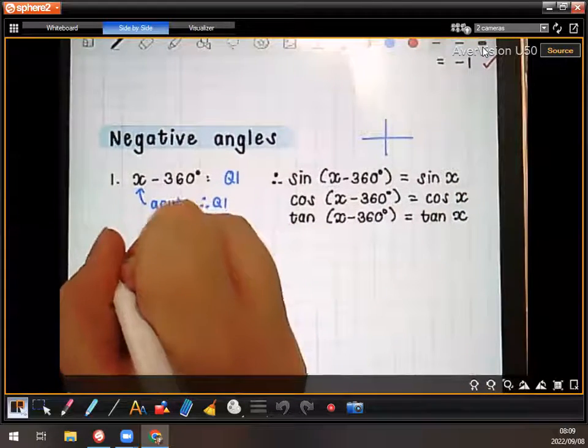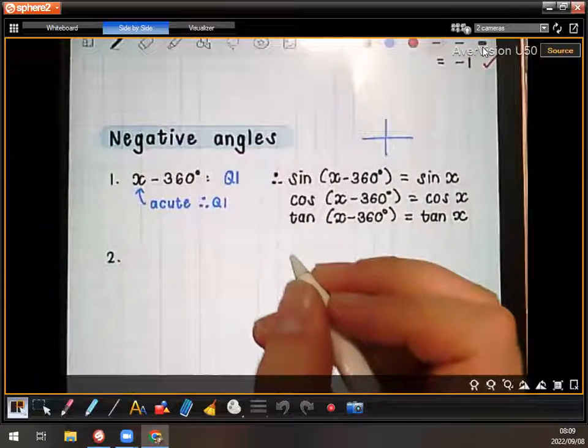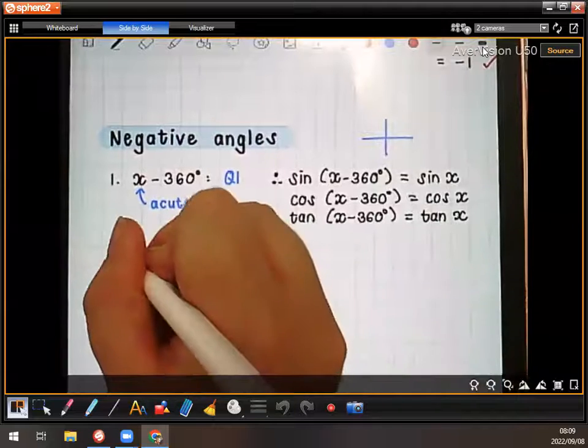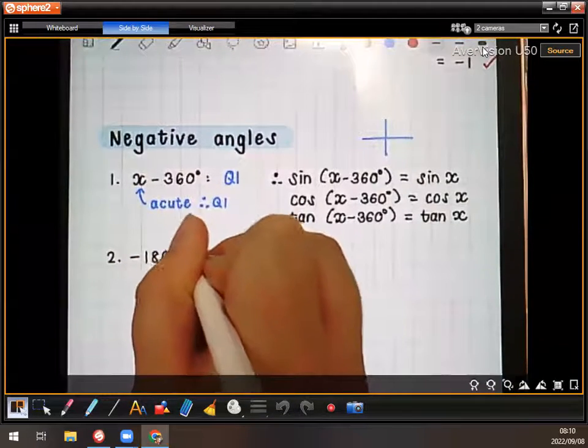Okay, number 2. Number 2, let's do negative 180 minus theta.